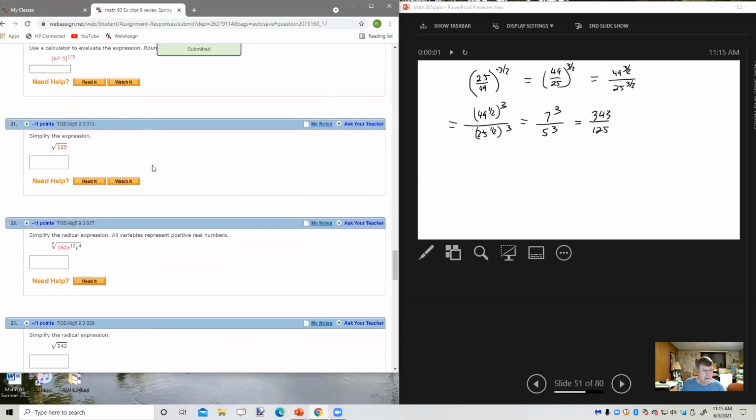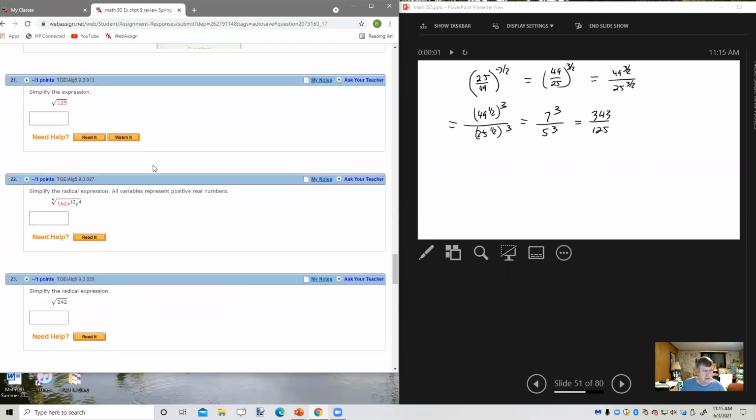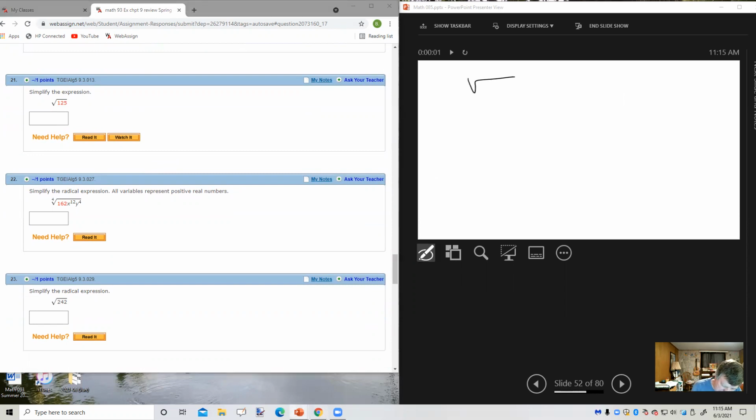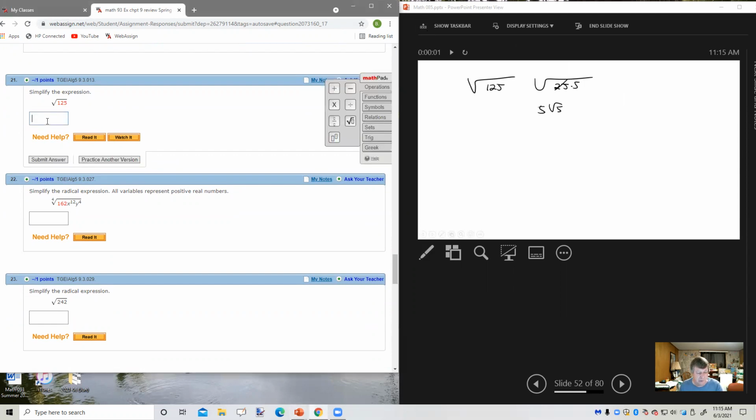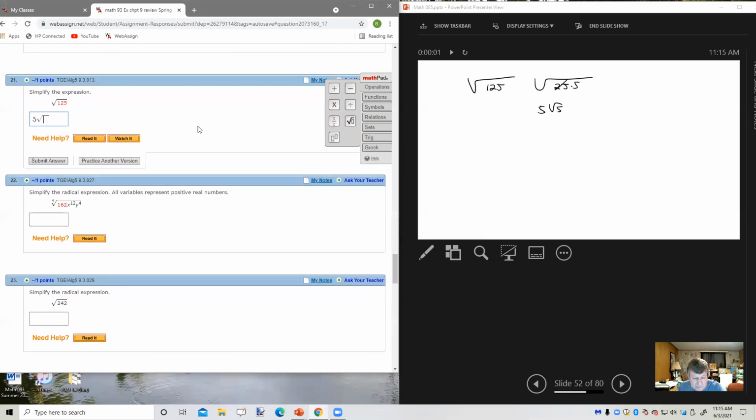Okay, let's do 21. Simplify the expression. So that would be the square root of 25 times 5. The square root of 25 is 5 outside, so we get 5 square roots of 5.